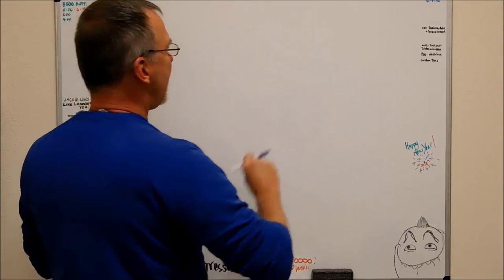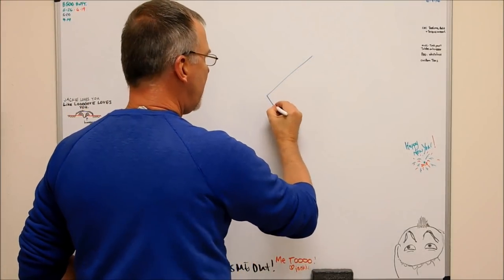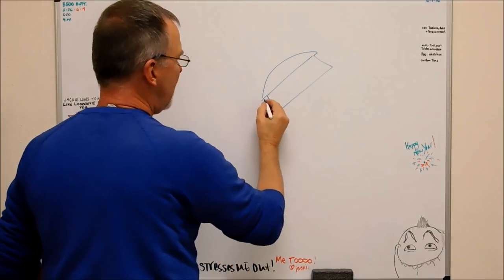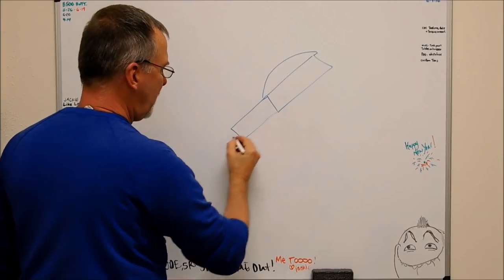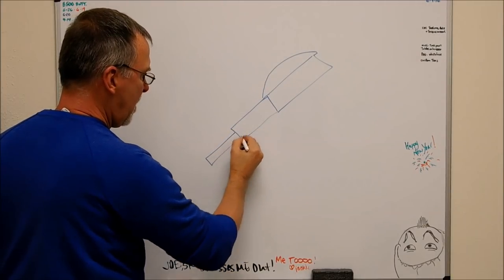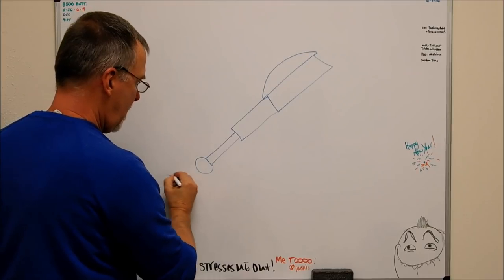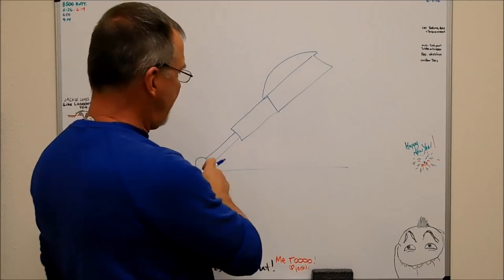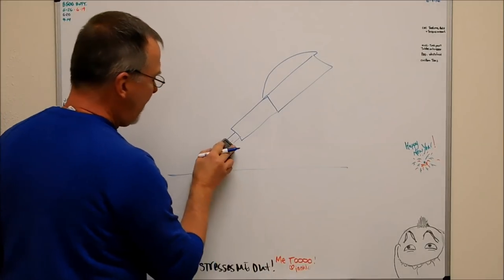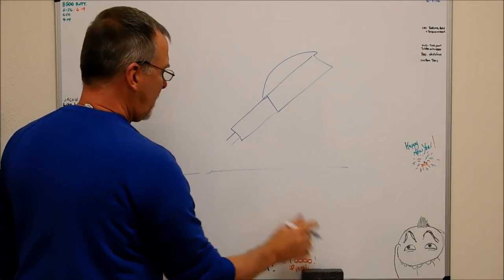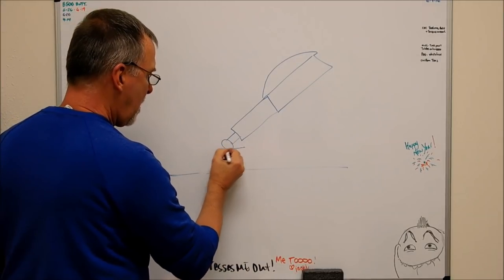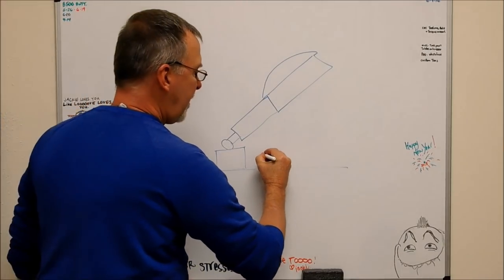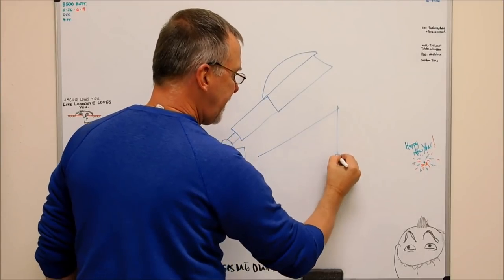Let's look at it from the side. You have the body of your indicator. Let's say your bezel's here so you can see it. Here's your spindle. Here's your arm. Now, if you put that exact same block underneath this indicator and you move this indicator back to here, this indicator had to travel all this distance to achieve this height.